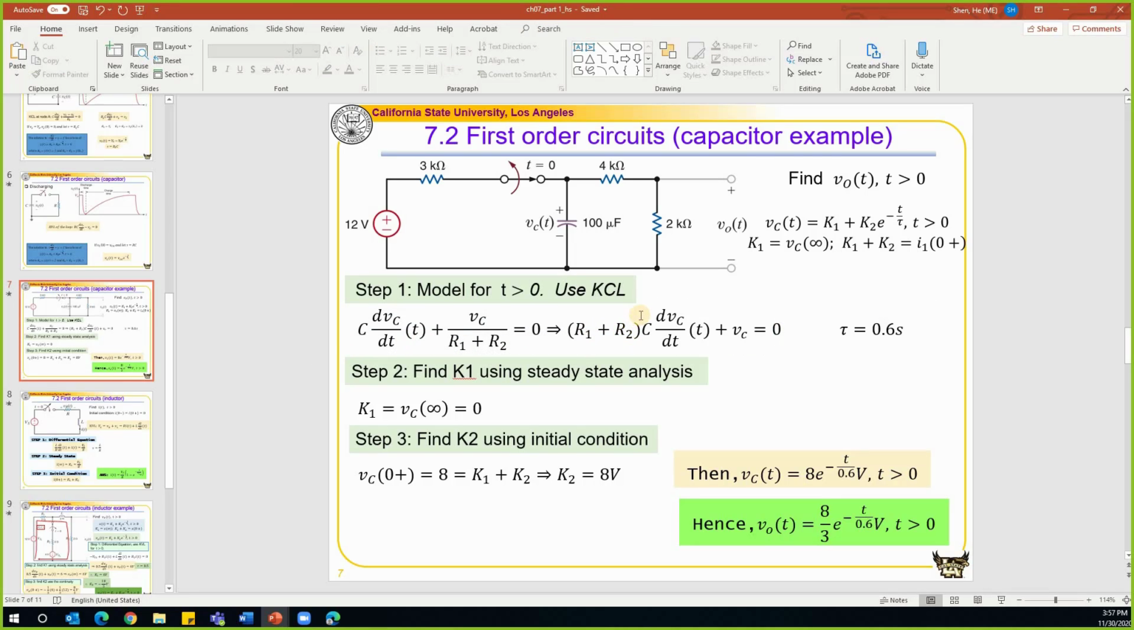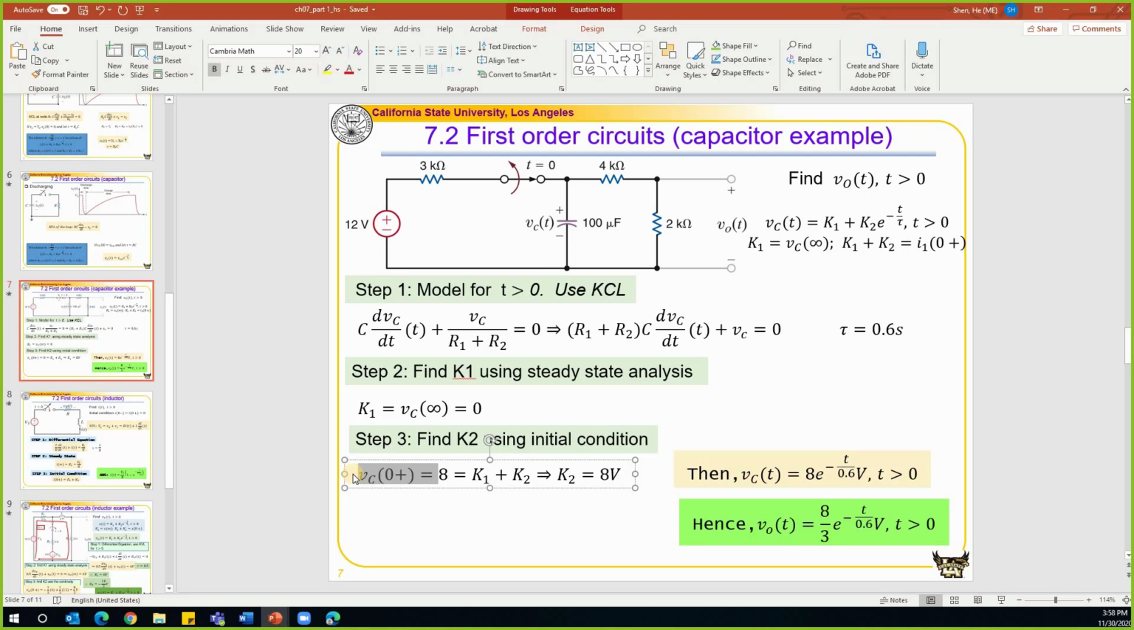We put this into a standard form first. The standard form requires us to have a constant tau times dVc/dt plus Vc equal to some constant. That will be our standard form, right? After we put this into the standard form, we can find our time constant tau, which is equal to (R1 plus R2) times C. And K1 is the constant on the right-hand side, which is equal to 0. K1 plus K2 is the initial condition, which is Vc at t equal to 0.